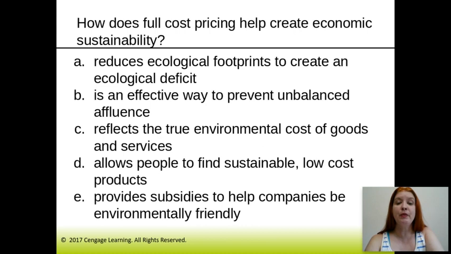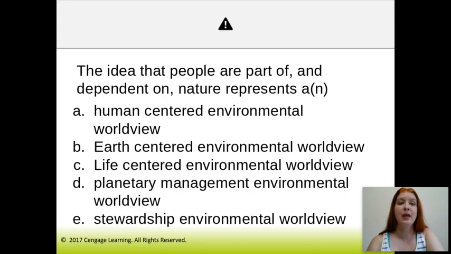D, allows people to find sustainable low-cost products. Or E, provides subsidies to help companies be environmentally friendly. The answer is C, reflects the true environmental cost of goods and services.